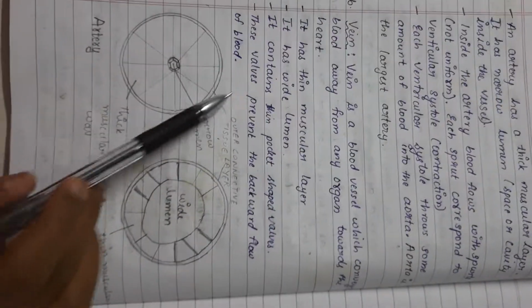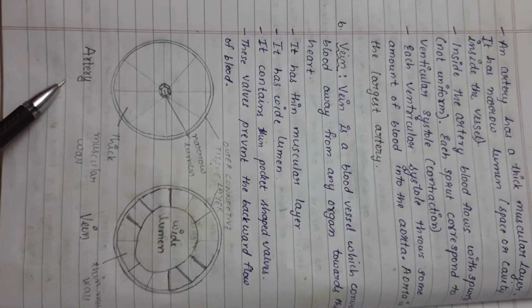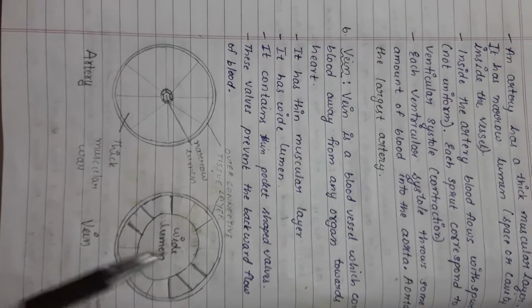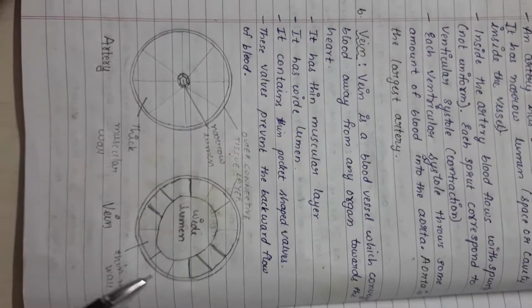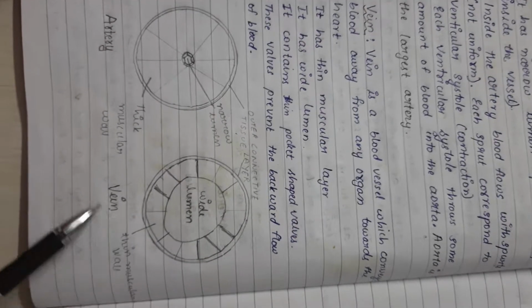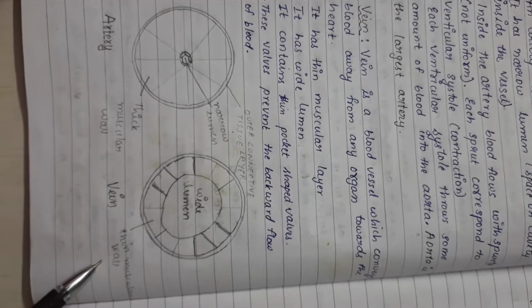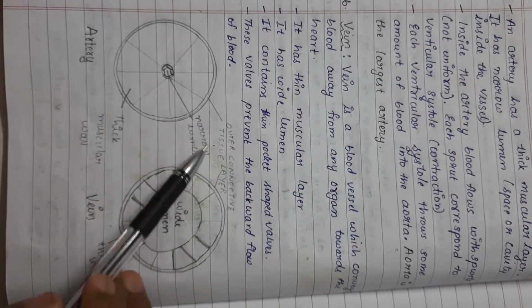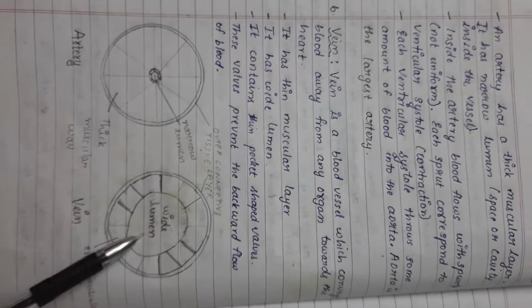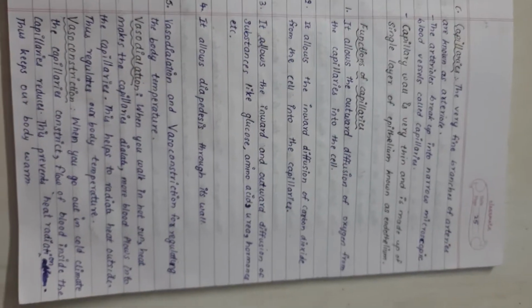This is an LS of the arteries. This is an artery. They have a thick muscular wall and a narrow lumen. This is a vein, and it has a thin muscular wall, and this is an outer connective tissue and a wider lumen.